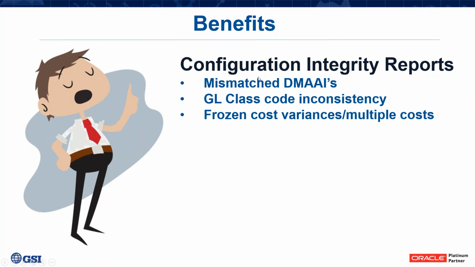The benefits of using RapidReconciler is we have integrity reports that are built in that cover the top 6 issues that we reviewed today, plus much more. So we have reports that will find the mismatched DMAAIs for you, that will look at your GL class codes on all the different levels and make sure that they're consistent. We have a built-in WIP report or a cost ledger report. We also have the multiple cost report. It's all part of the product itself, so you don't have to develop anything, and it's all accessible by the end user.